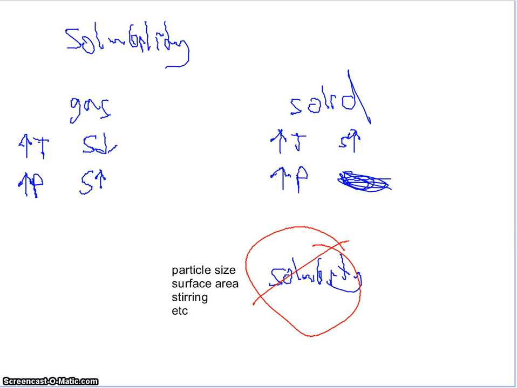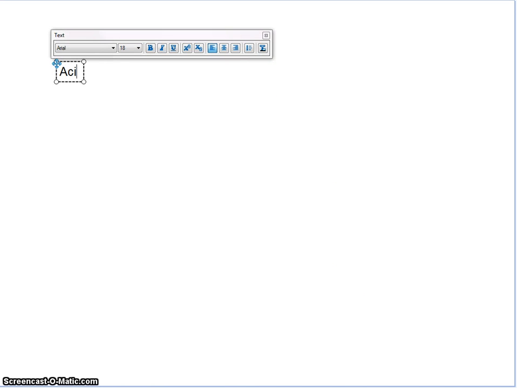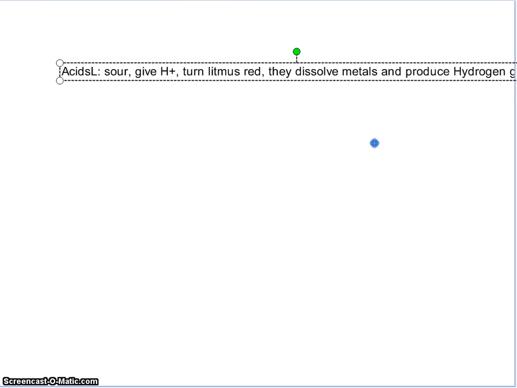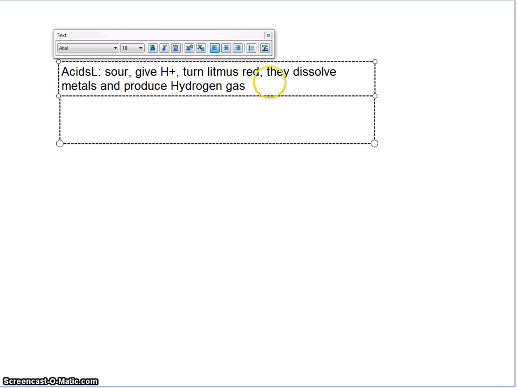Hold on. Okay, properties of acids and bases. Let's just list as many as you can. Okay, do it with me. That's right. They're sour. They give H plus. They turn litmus red. They dissolve metals and produce hydrogen gas. What else? They're corrosive. I don't know. Look up the rest. I think that's pretty good.